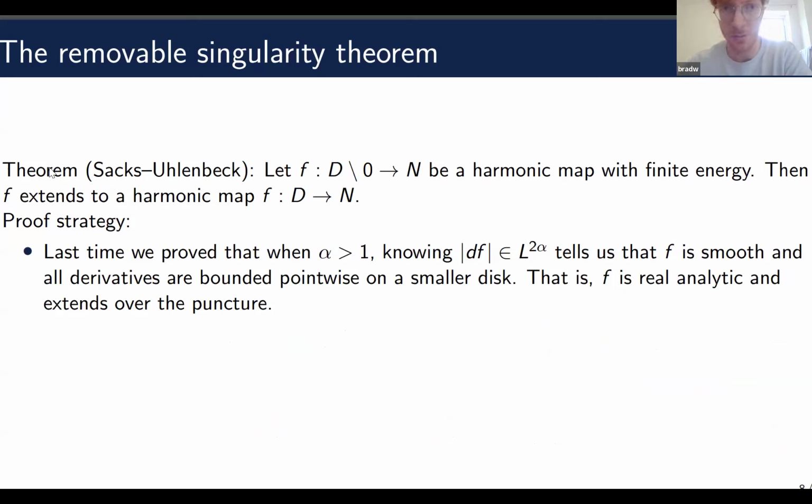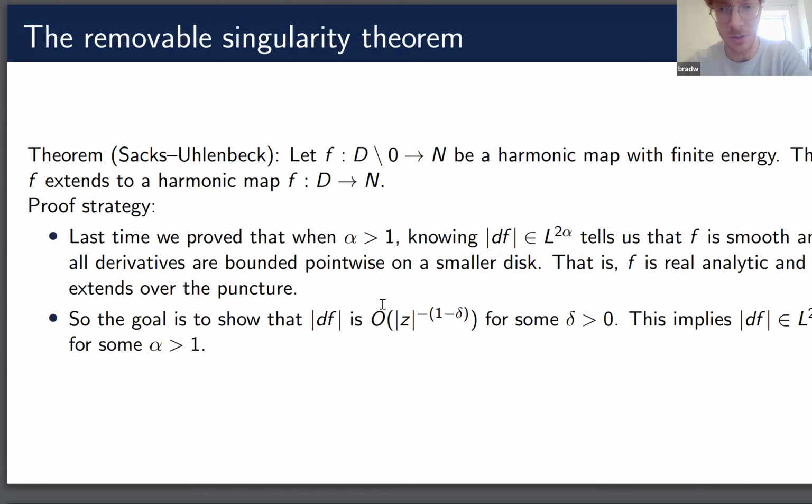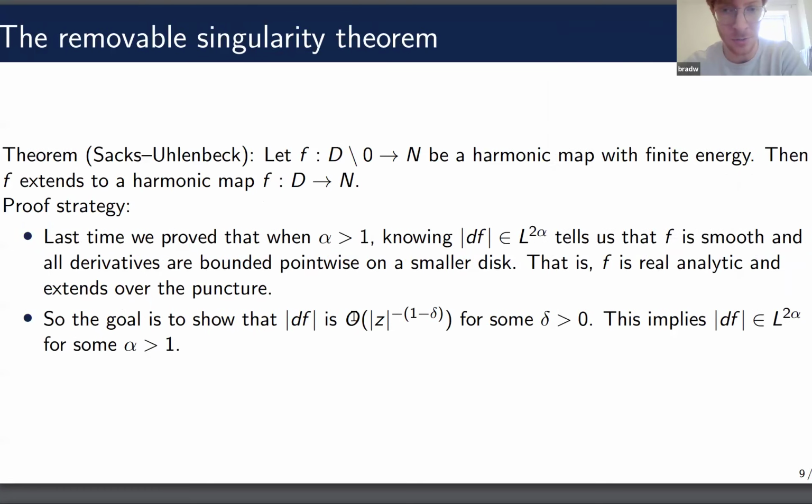What next? So what we need to do is to show that df is actually inside this L2 alpha for some suitable alpha. And the way we'll do that is to show that df is in O of |z| to the minus 1 plus some number delta slightly less than 1. And this will imply it.